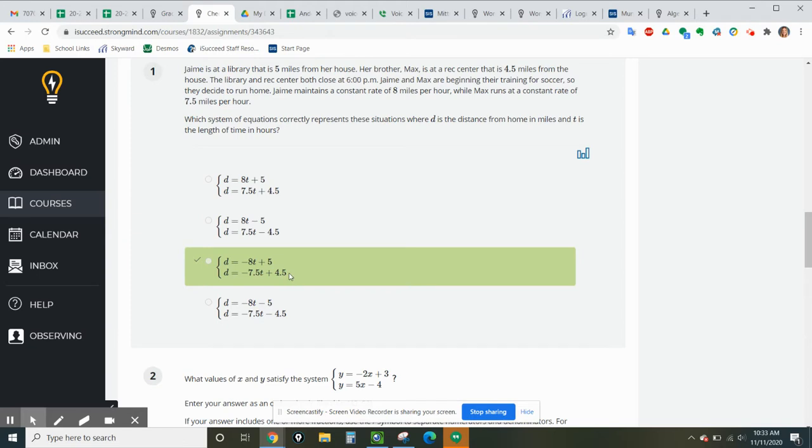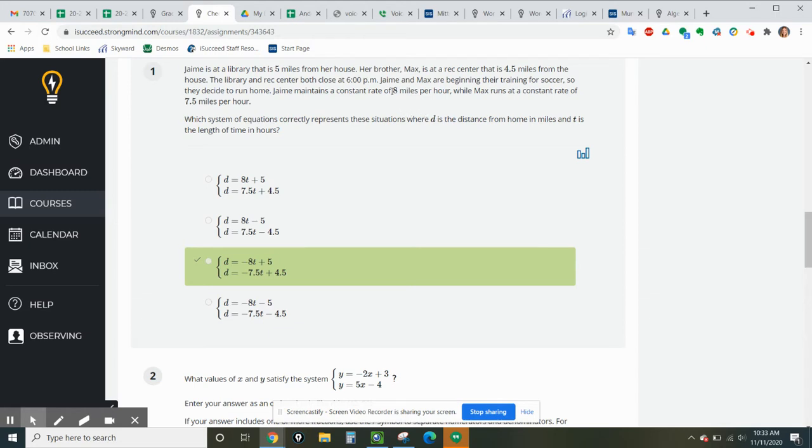So you were close on this one. Jamie's at the library, that's 5 miles from her house. Her brother Max is at the rec center, 4.5 miles from the house. Then it says Jamie maintains a constant rate of 8 miles per hour. Max runs 7.5 miles per hour. Which system of equations correctly represents the situation where D is the distance from home? So that's what's important, is that D is the distance from home.